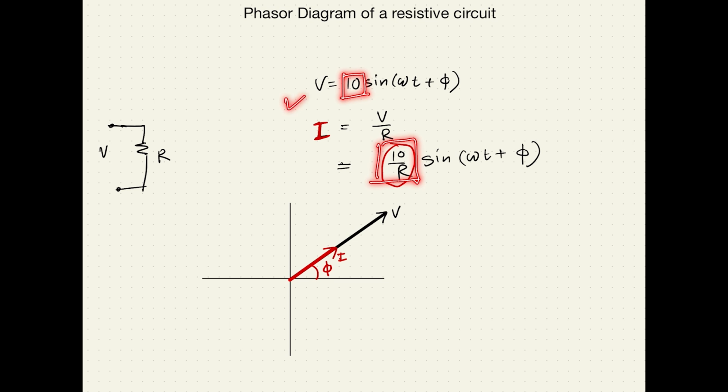So if we put these two quantities in the phasor diagram, we will see that V and I have the same phase angle. They have the same initial phase phi, but they have different amplitudes. V has a higher amplitude and I has a lower amplitude.